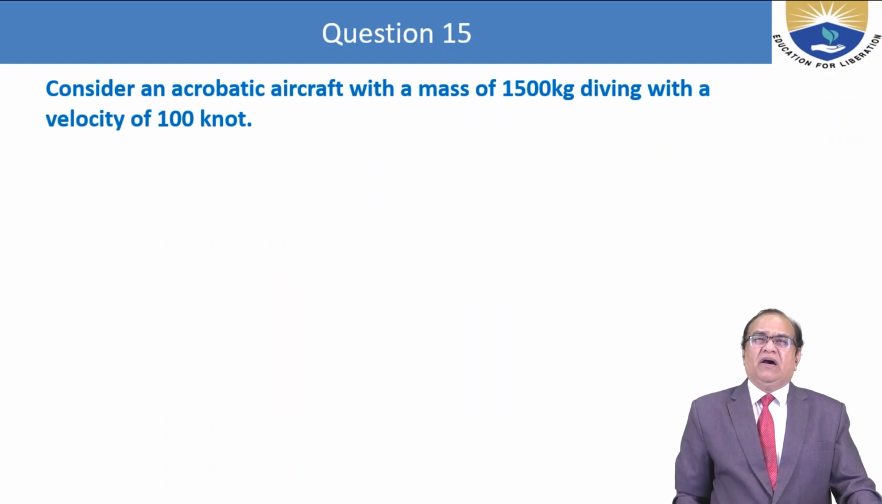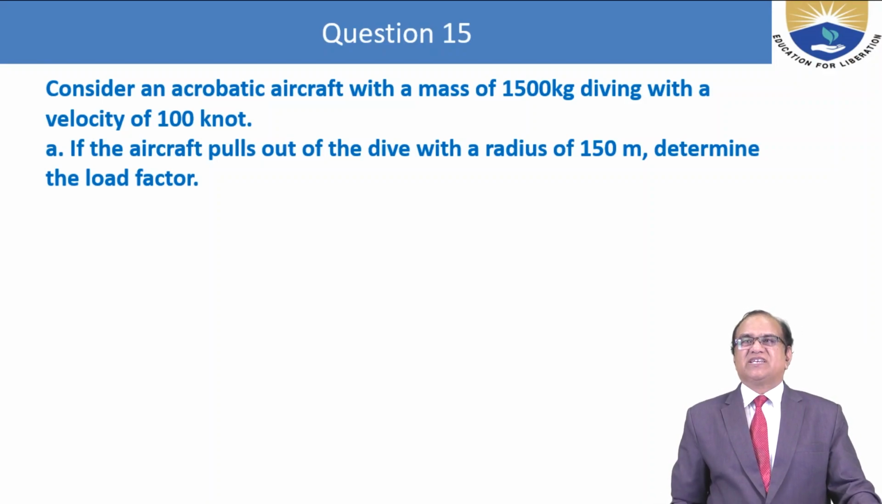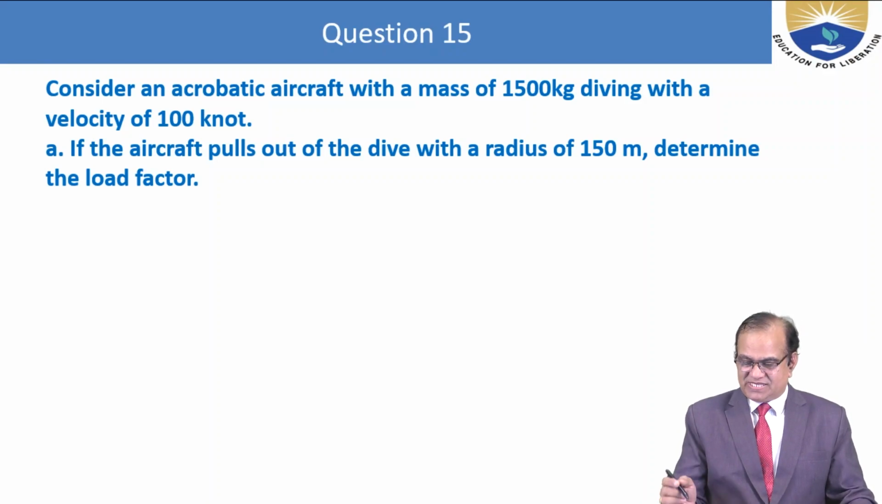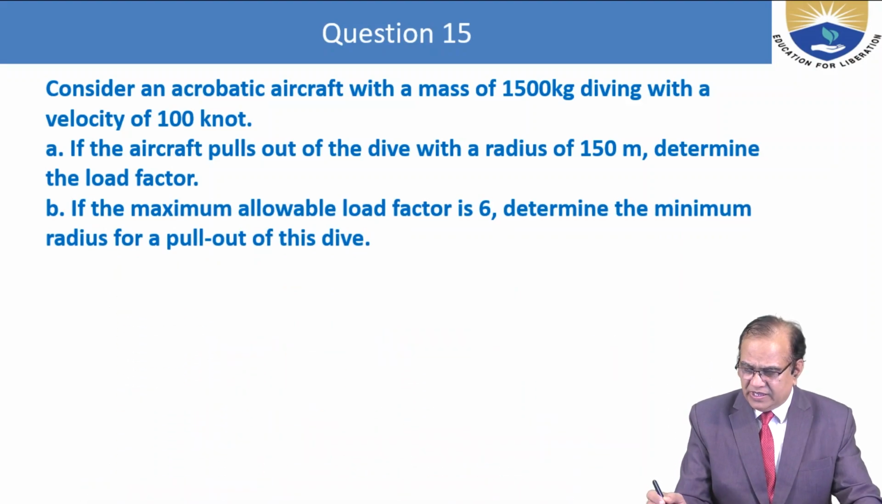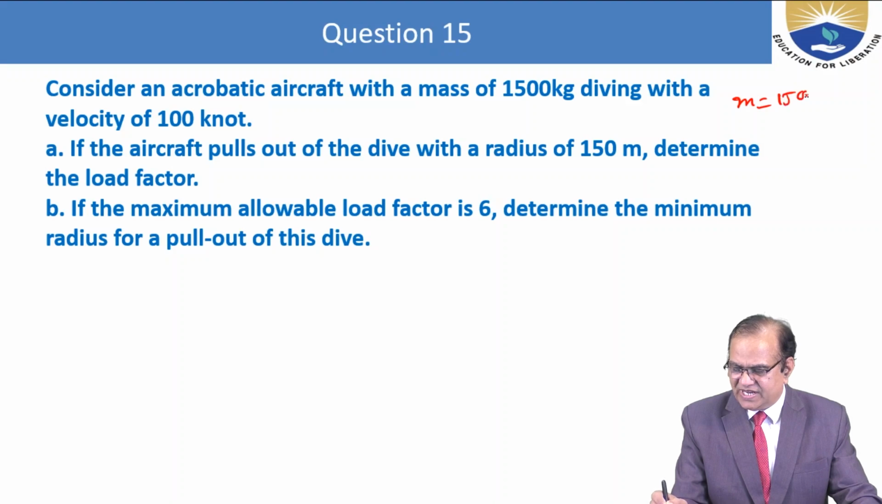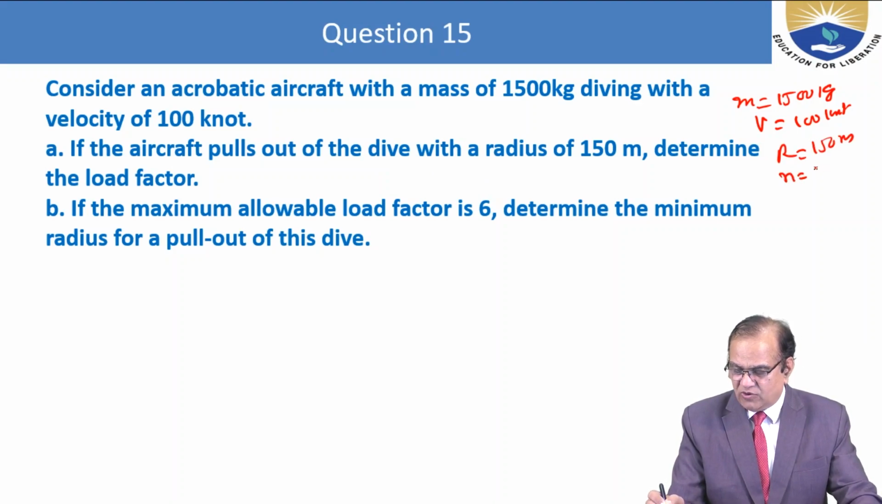Next question. Consider an acrobatic aircraft with a mass of 1500 kg diving with a velocity of 100 knots. If the aircraft pulls out of the dive with a radius of 150 meters, determine the load factor. So here mass is equal to 1500 kg, velocity V is equal to 100 knots, with a radius R equal to 150 meters. Find out the load factor.